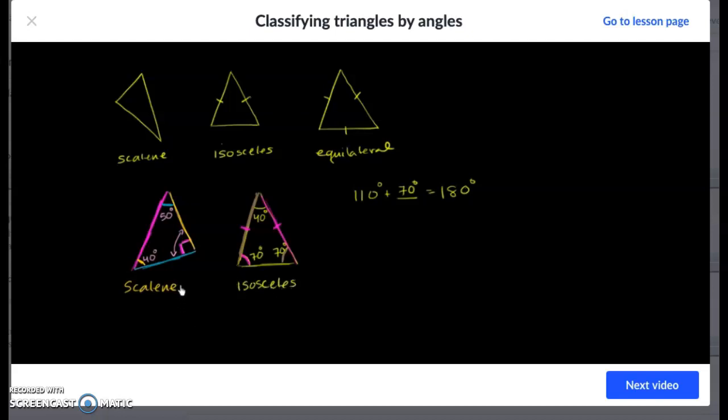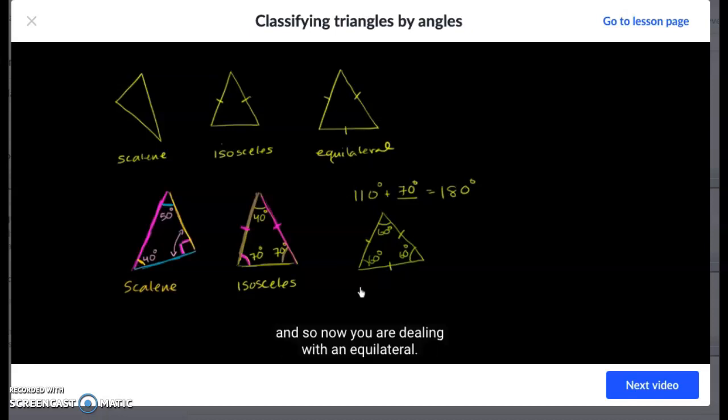triangle. And now let's do a third example, and you could probably guess what I'm going to do. If I have, let's say, this angle is 60 degrees, this angle is 60 degrees, what type of triangle is this going to be? Well, if this is 60, this is 60, to make them add up to 180, this would have to be 60, that would have to be 60 degrees as well. And if all of the angles are congruent, then that means that all of the sides are congruent. And so now you are dealing with an equilateral.